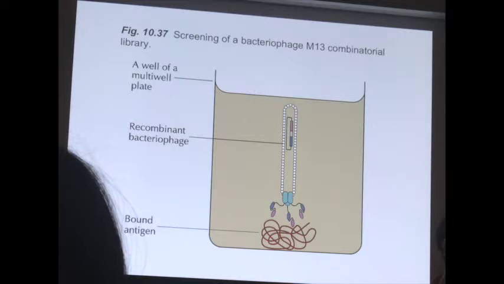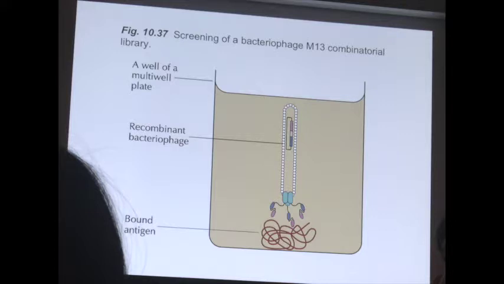different bacteriophage, and look for the wells that, because now we're going to do a secondary test, we're going to add antibodies against the bacteriophage. We're going to look for wells that light up with a colored reaction. We can discard everything else.